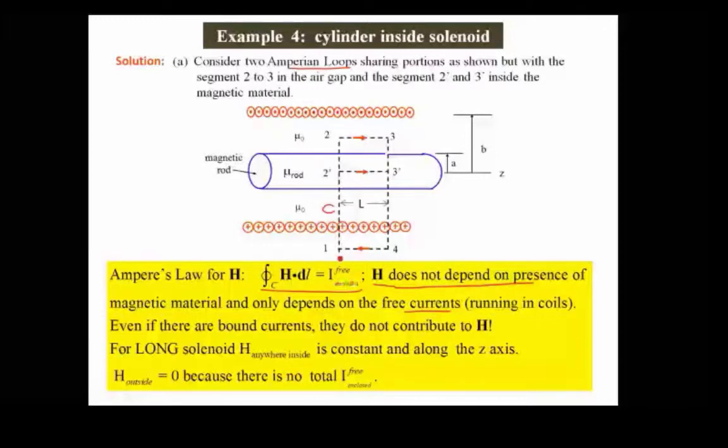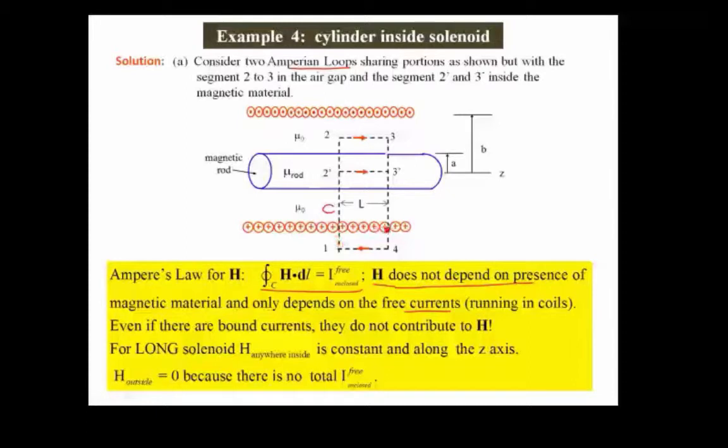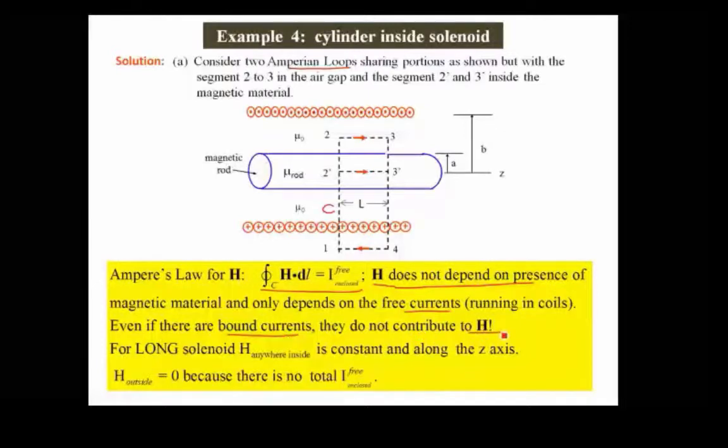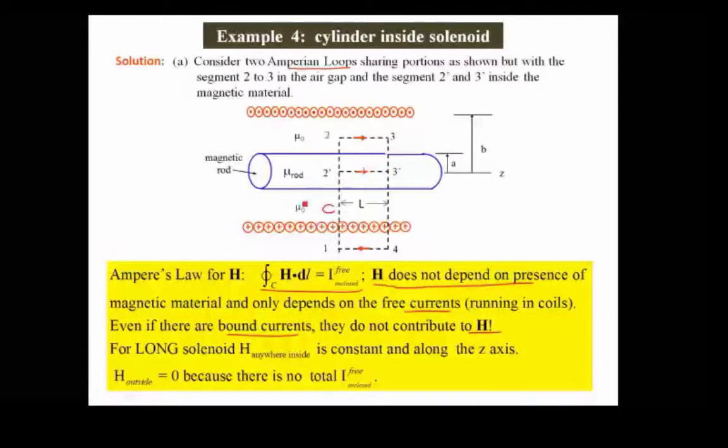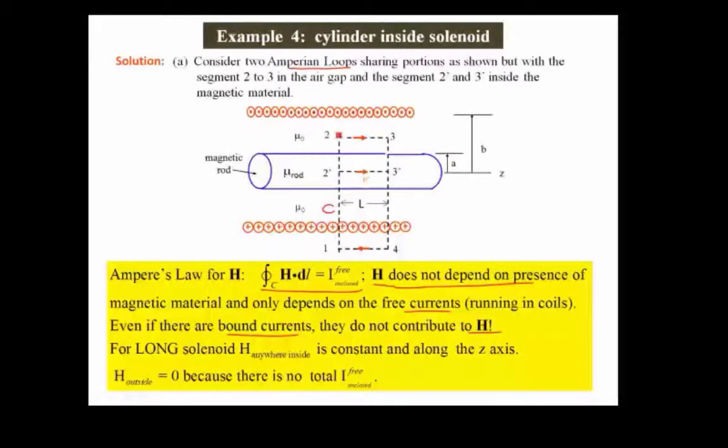Where are the free currents? Well, it's the currents flowing through the coils. Even if there are bound currents, they do not contribute to H. For a long solenoid, just like the B field, we can consider that H anywhere inside is constant. So we would have H fields running through both the region out here and in the rod, and they would be equal. That's because this is an infinite solenoid, if we wish.